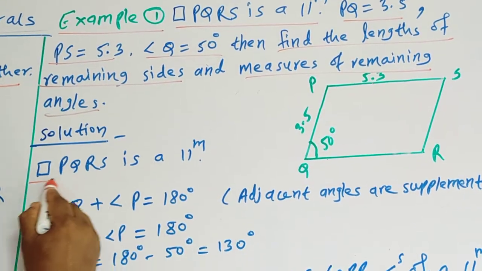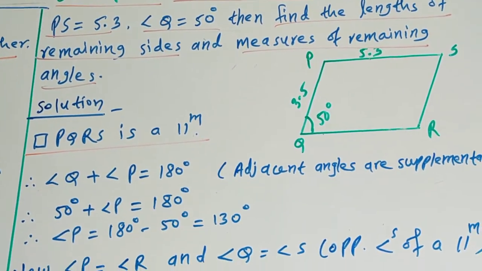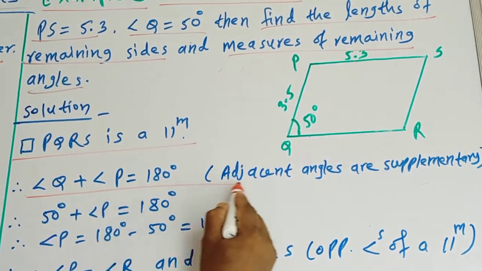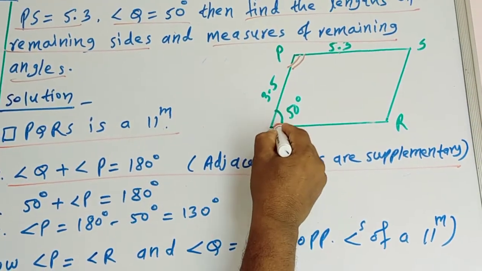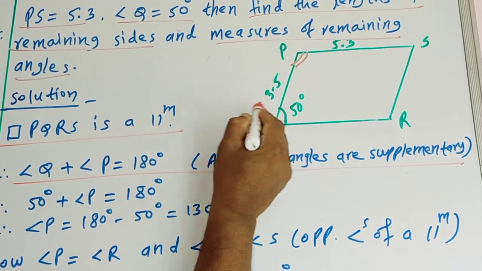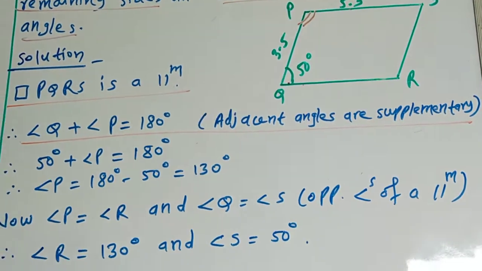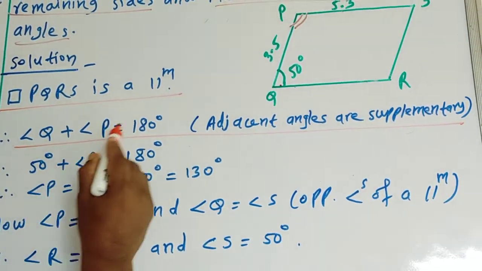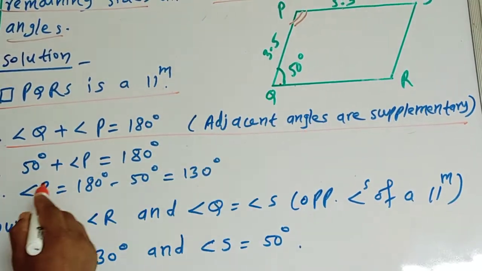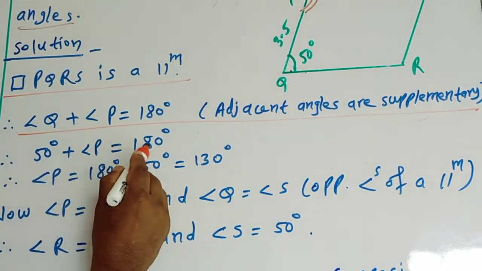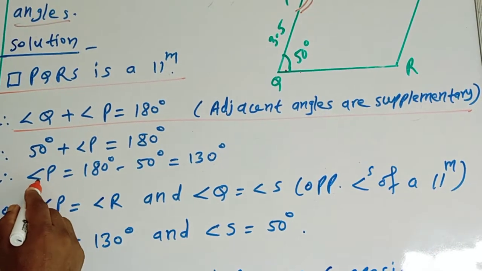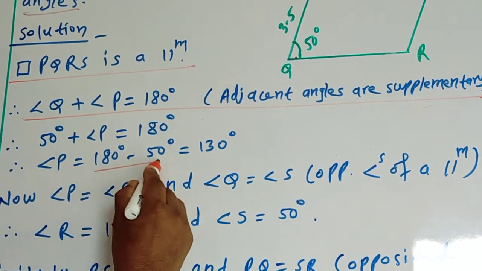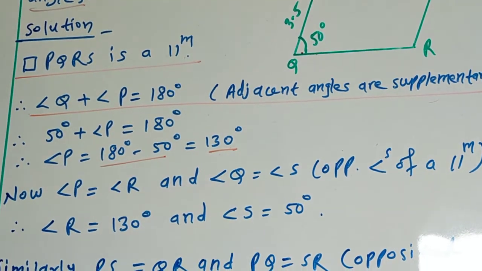Now the solution. Quadrilateral PQRS is a parallelogram. We know its adjacent angles are supplementary. Angle P and angle Q are adjacent angles. They are supplementary because they are interior angles. So by substituting the value of Q, 50 degrees plus angle P equals 180. Now you shift this 50 to the RHS. It becomes angle P equals 180 minus 50, which is 130 degrees.